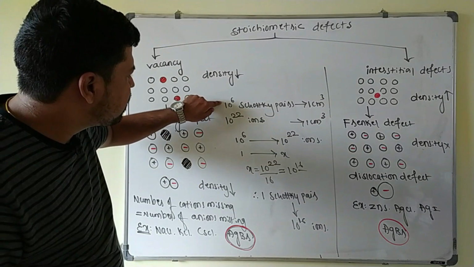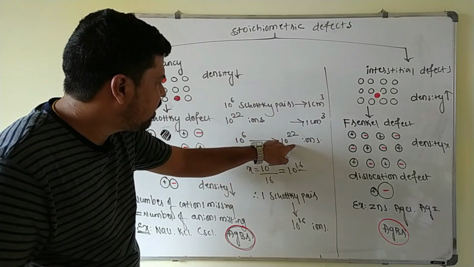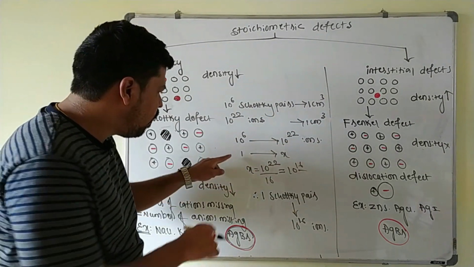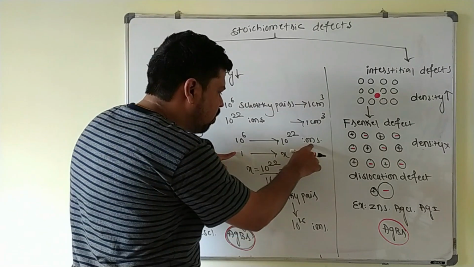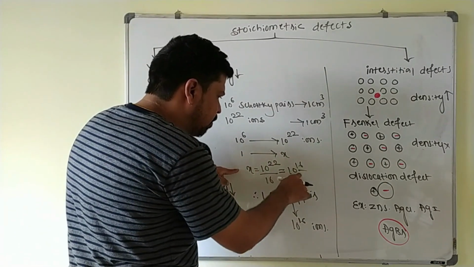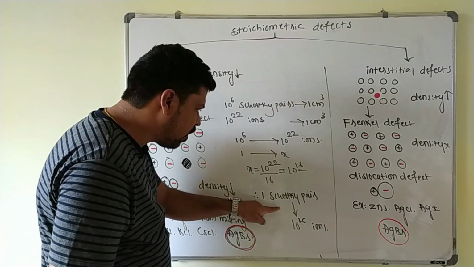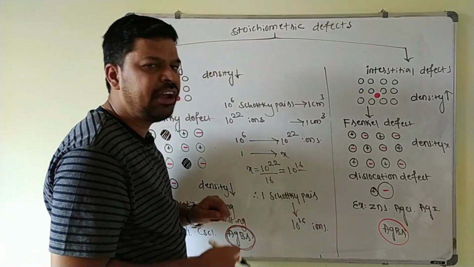So 10 power 6 Schottky pairs are present in 10 power 22 ions. So one Schottky pair is present in x number of ions. X is equal to what? 10 power 16. So one Schottky pair is present in 10 power 16 ions here.